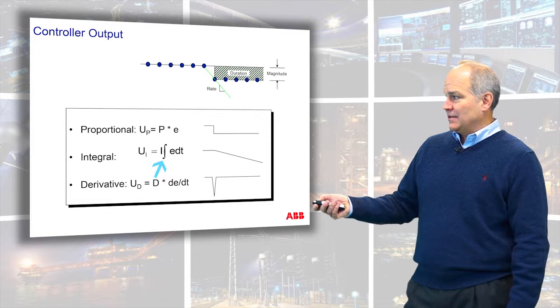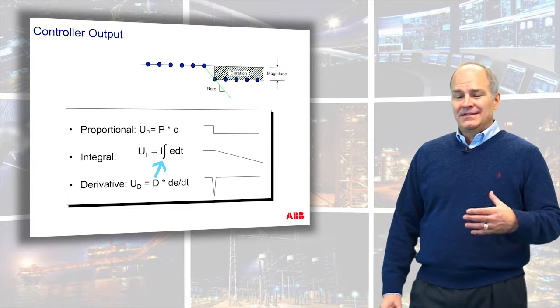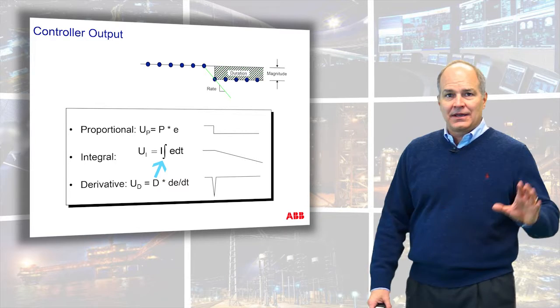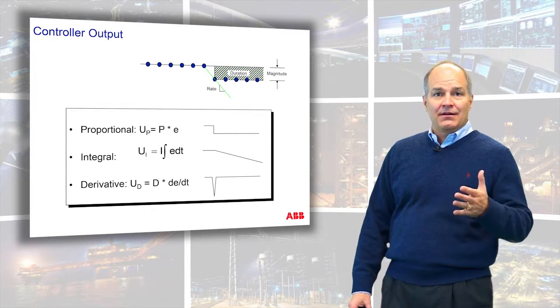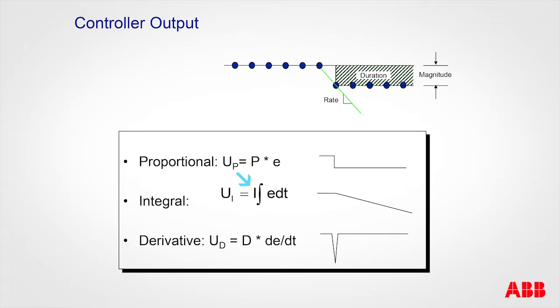This little funny looking symbol here is called an integral. It's a calculus term. We don't need to know what calculus is. It's an integral, which is the area under the curve. So this is saying some I term, a multiplier, times the area under the curve. So what you can see here is as time goes and the area grows, the output for integral grows with the duration. Okay? This one is the derivative. D is the delta, or the change in error over the change in time. It's a slope calculation. And D is a multiplier for the slope.